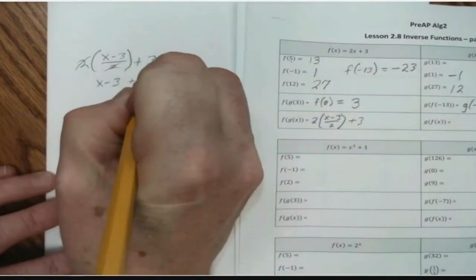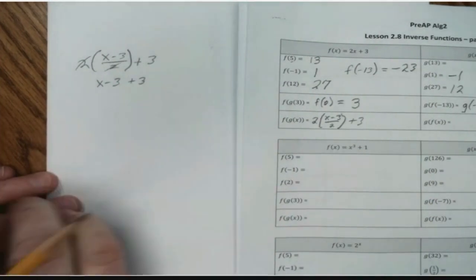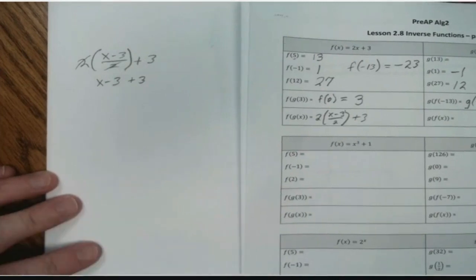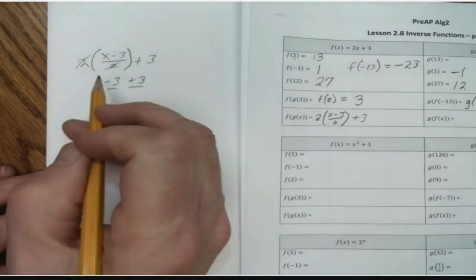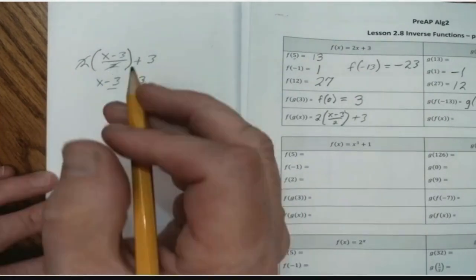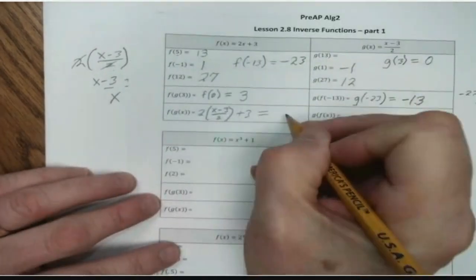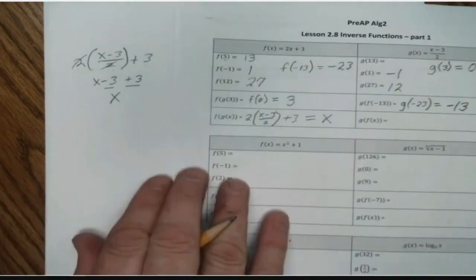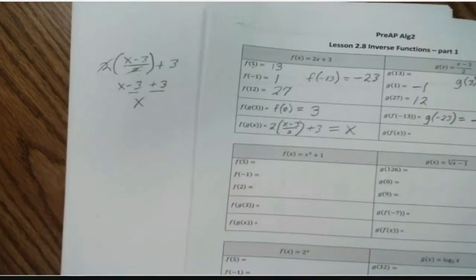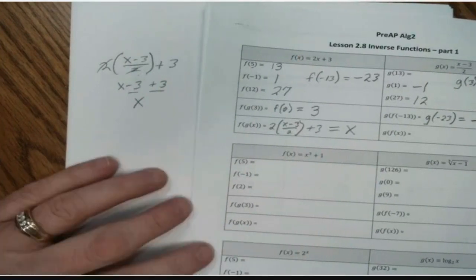And then we still have the plus 3. So we got x minus 3 plus 3. Well, if we subtract 3 and add 3, that's just like dividing by 2 and multiplying by 2, right? So this is going to simplify to just be x. See how that works? Well, that's interesting.